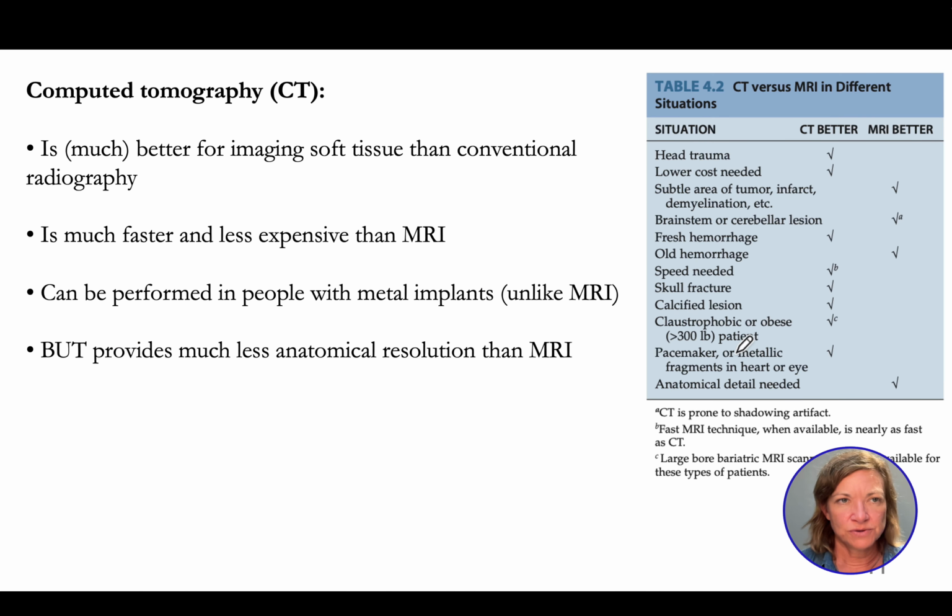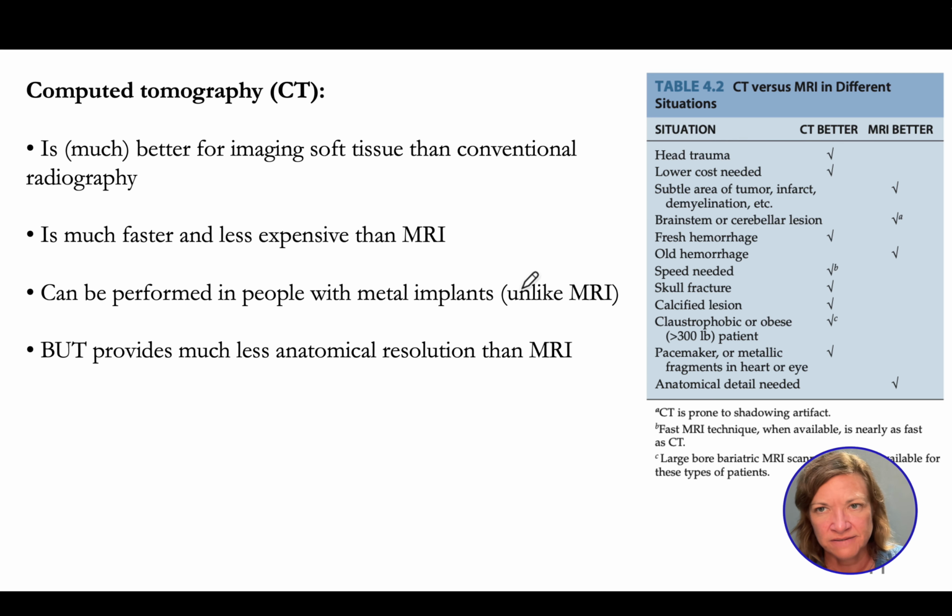So when do you use CT? Well, obviously it's much better for imaging soft tissue than conventional radiographs, right? So we get soft tissue resolution out of it. It is cheaper and faster than MRI. And it has another advantage for trauma when you can't interview a patient, which is it's safe for people with metal implants, and potentially with metal in their eyes or other parts of their body, if they're an iron worker or something like that. Of course, it provides much less anatomical resolution than MRI.